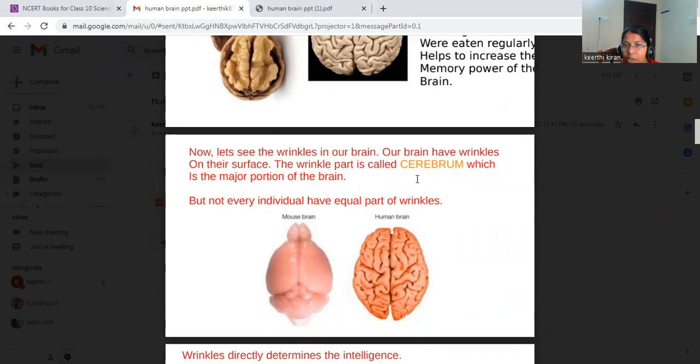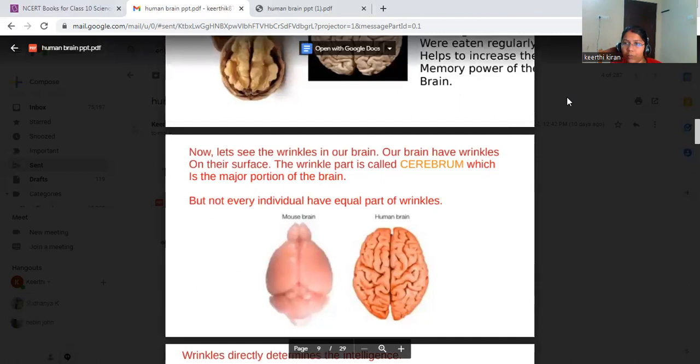its surface. So what do these wrinkles do? The wrinkled part is called the cerebrum. It is the major portion of the brain. The cerebral part is the major portion of the brain, but not every individual has an equal amount of wrinkles. So those people who have more wrinkles or more surface area, they will have what? More intelligence. I will tell you the logic behind that.